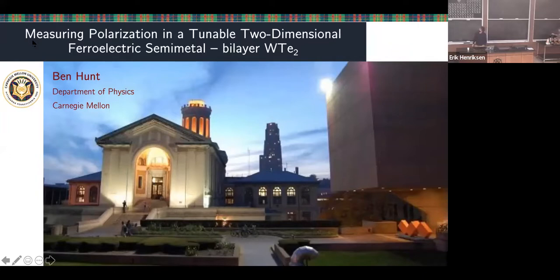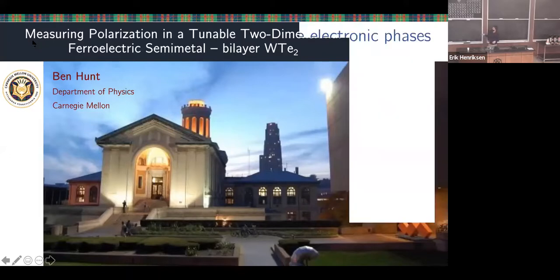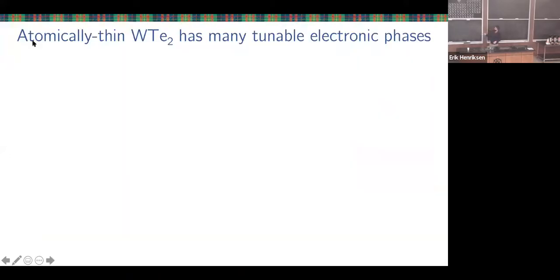Okay, so I'm going to tell you today about a measurement technique that we've developed to be able to measure the separation of charge or the polarization in a bilayer system. Okay, and the bilayer system of interest is WTe2.